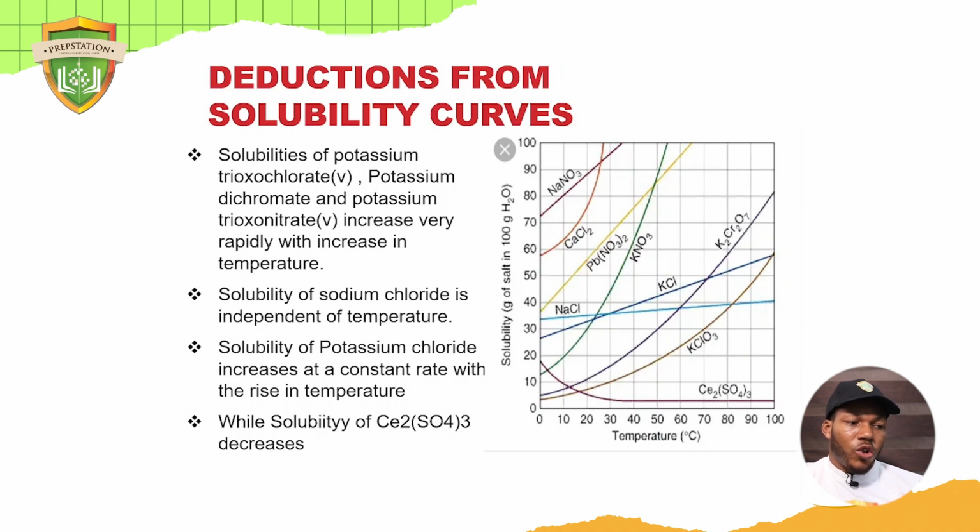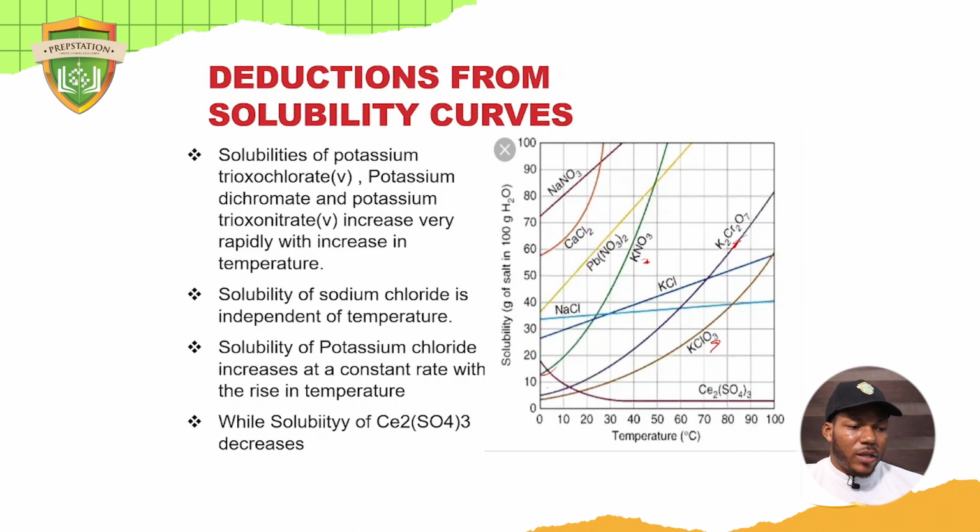The first one: solubilities of potassium chlorate. Where is it? Potassium chlorate, see it here, all right? And potassium dichromate, where is it? See it here. And then potassium nitrate, see it here. What happened to it? The solubility increases rapidly with temperature. You can see the curve going from 10 and above. They increase rapidly because of the increase in temperature.